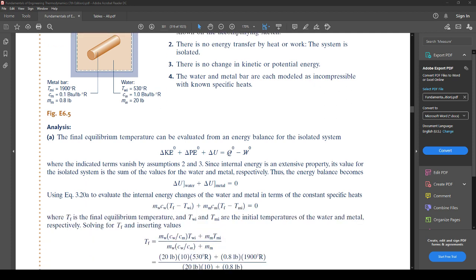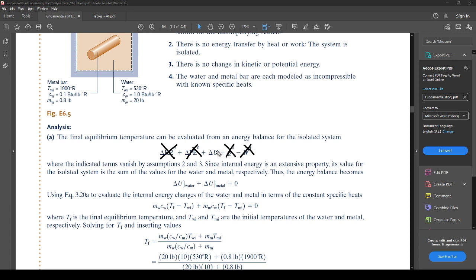So we'll walk through it very slowly. Essentially what they're saying is that the final equilibrium temperature can be evaluated by an energy balance. Obviously, in this type of system where it's just a bar and some water, kinetic and potential energy go. Because it is contained within here, we're going to get rid of Q as well. We're saying that nothing leaves, right? This is an isolated system. We're giving an example of that here.